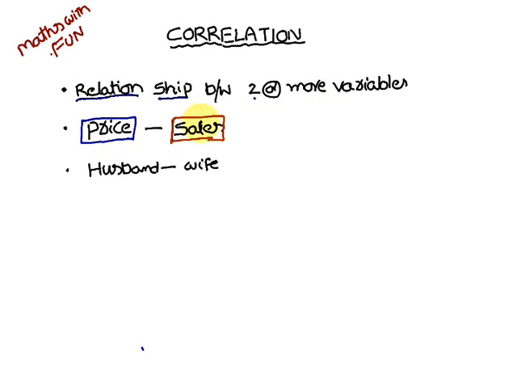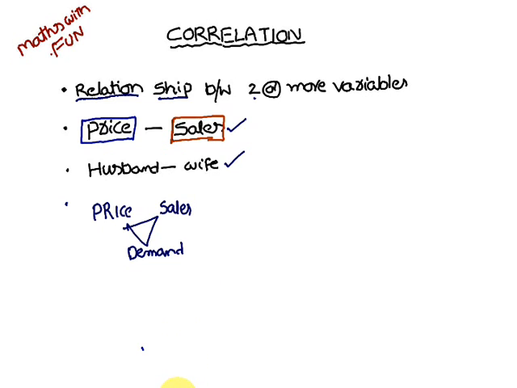So examples: if you consider the first example, if you study the relation between the price and sales, that is called the correlation. If you study the relation between husband and wife, that is also a correlation. If you study the relation between price, sales and demand, these three, then this is also called a correlation.